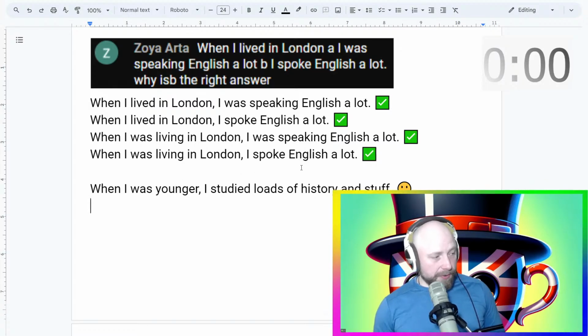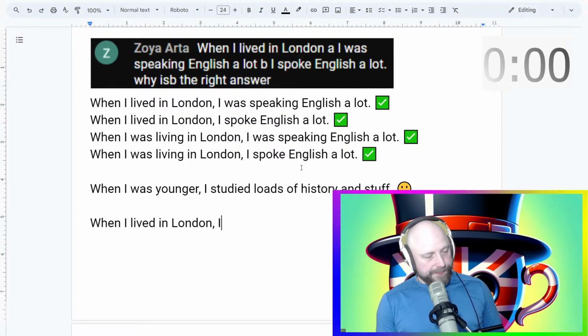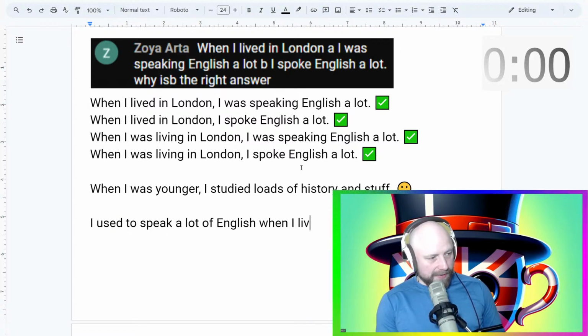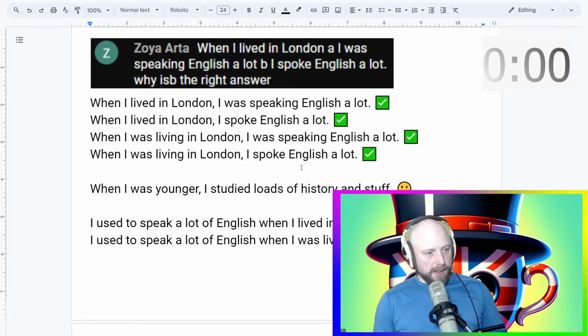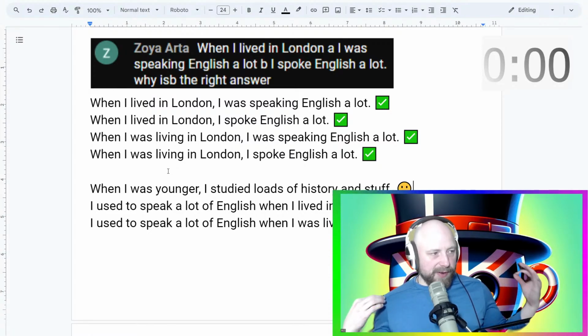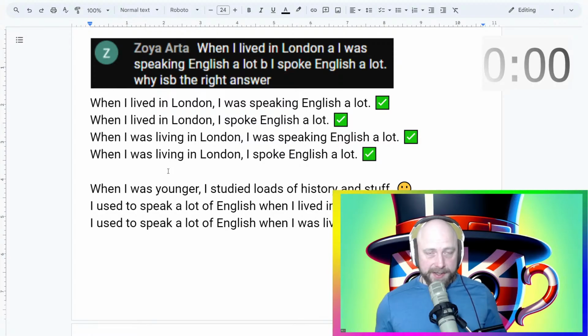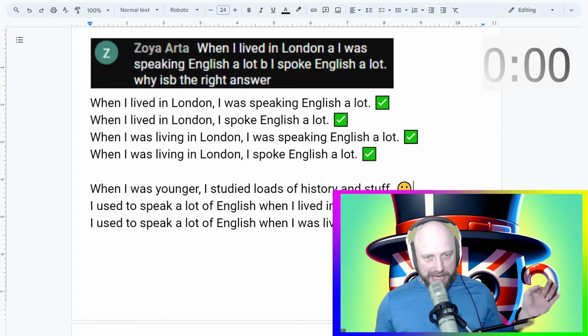We could also use used to. When I lived in London, I'd probably say it the other way around though. I'd probably say I used to speak a lot of English when I lived in London, or I used to speak a lot of English when I was living in London. Also, it's okay. So a lot of flexibility there. And actually, in general, past tenses do have a lot of flexibility. A lot of it is to do with flavour. So past simple, past continuous, and past perfect. Past perfect is often used for clarity. The past perfect simple, anyway. Past perfect continuous is a bit more complicated.